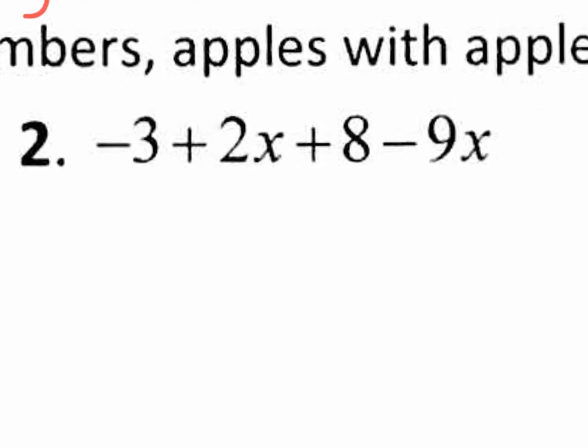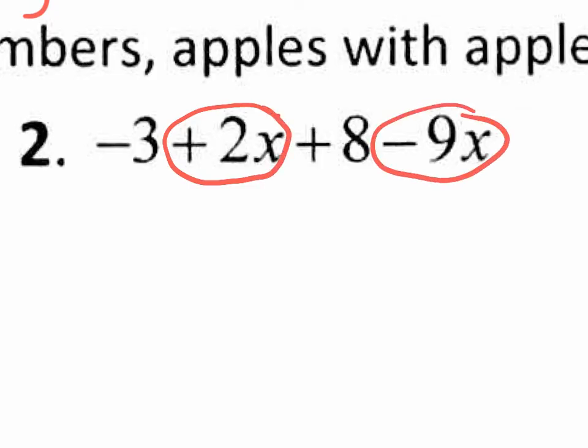What could I combine here? The positive 2x and the negative 9x. We are not multiplying. We are combining, which means adding and subtracting. So what's my answer there to positive 2x and minus 9x? Minus 7x, right? Okay. And how about that minus 3 with the plus 8?